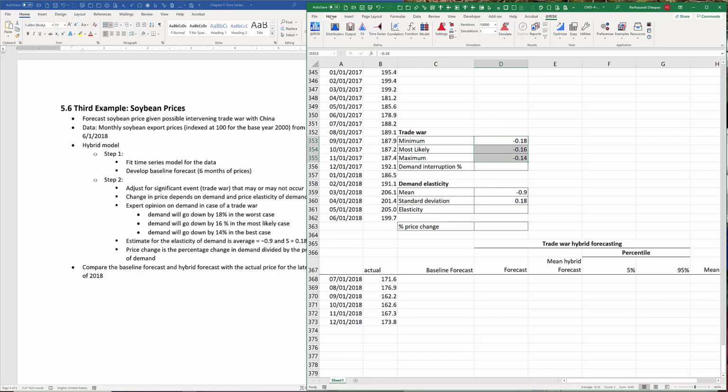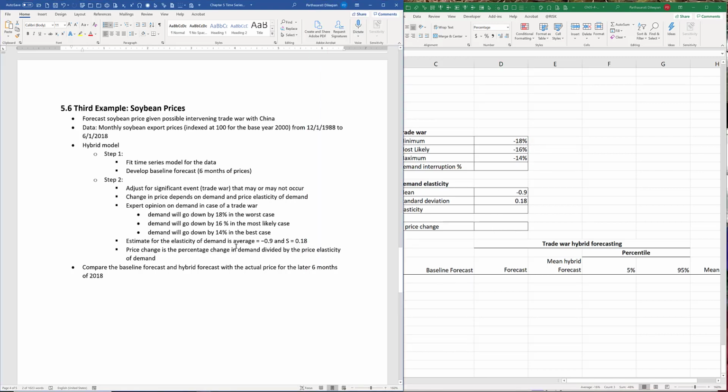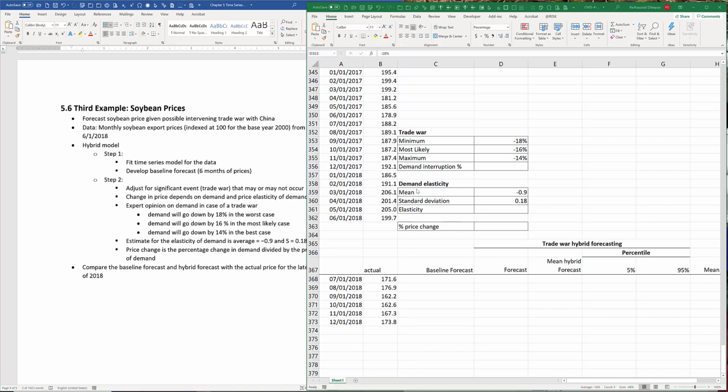Now this is for demand, but what we want is an estimate of price change, so we can take the baseline price and adjust. So we need to come up with demand elasticity of price. With this change in demand, how much of a price change can we expect? So that's the model. For demand elasticity, we're going to assume that there is an average elasticity of minus 0.9 with a standard deviation of 0.18. So that's what we have.